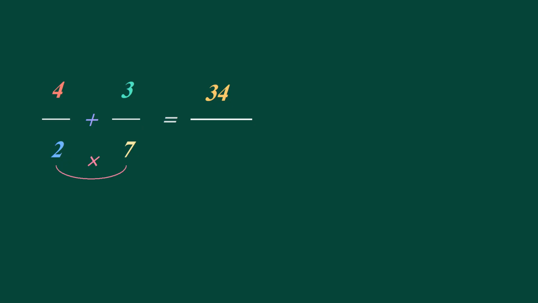Multiply the two denominators, so we have 2 times 7, which is equal to 14.